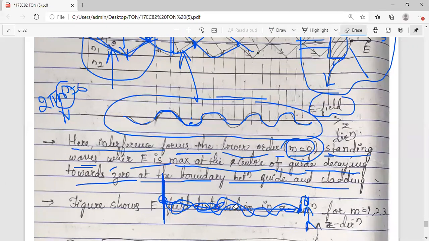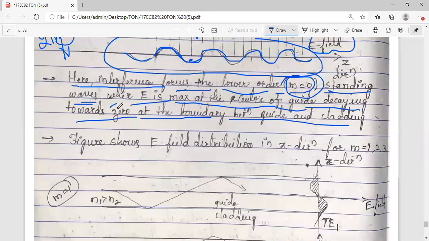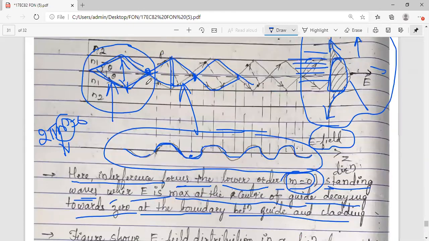Okay, I hope you try this experiment. You'll understand what standing waves are. Now coming to the next. For m is equal to 0, this is the structure I have shown you. For m is equal to 1, 2, 3, how do the waves look?